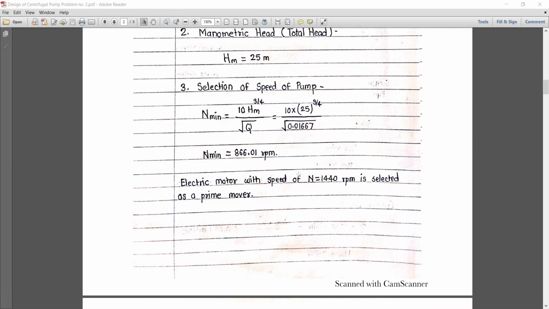The minimum speed of motor, or you can say the minimum speed of pump that we require, is 866.01 rpm. Okay, so that much minimum speed is required of the pump to maintain the proper discharge. Now to achieve this, we have to select an electrical motor which rotates at the speed of 1440 rpm, which is a standard prime mover.